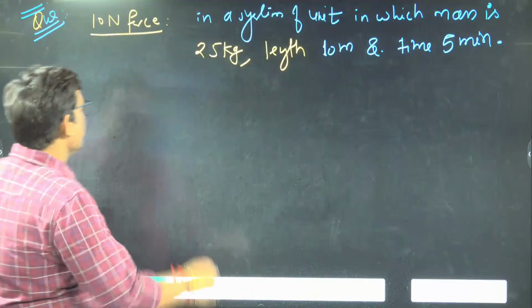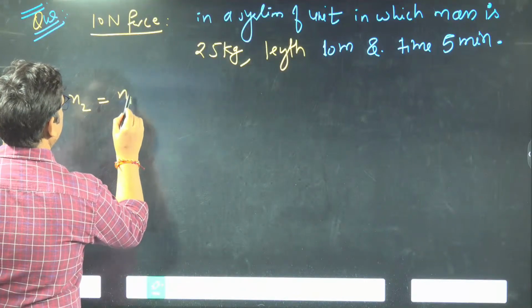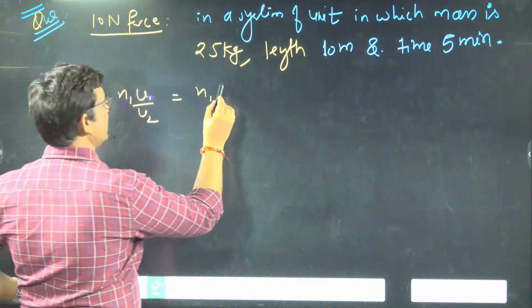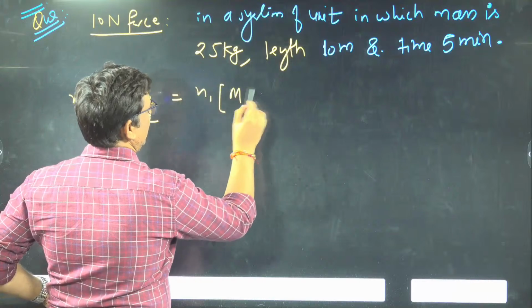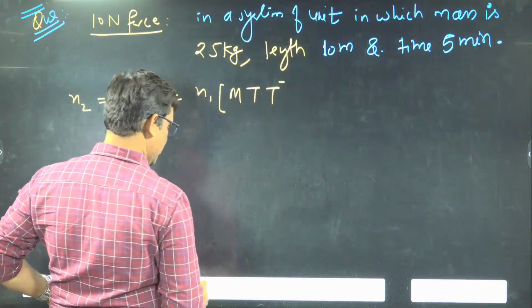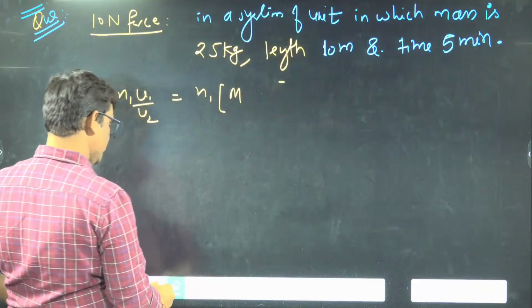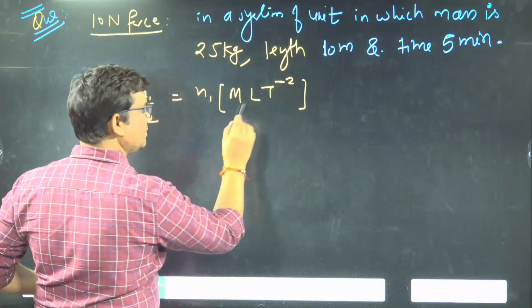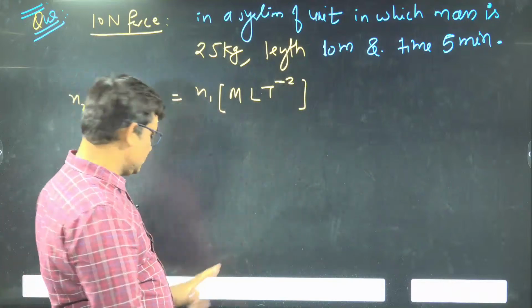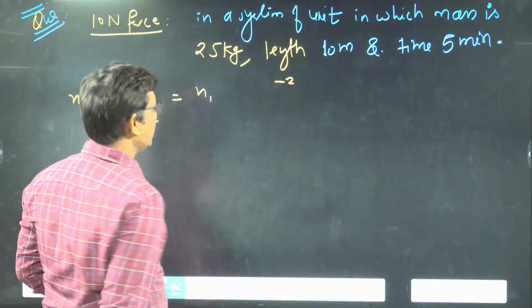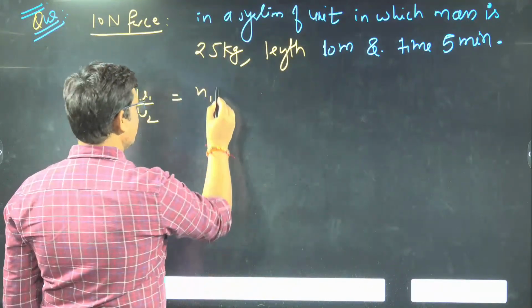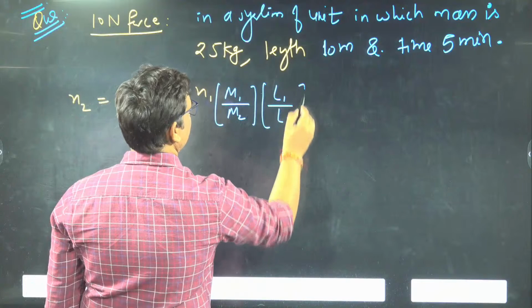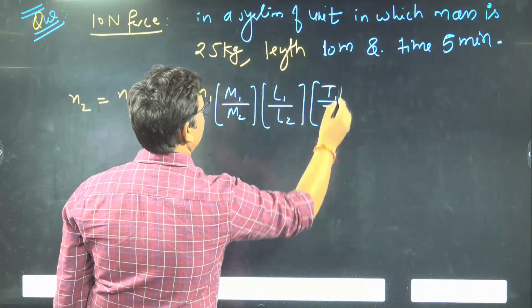Listen, what you will do: N2 equal to, you will use the same thing, N1 U1 by U2. U1 means the dimensions you need to write. So the N1 dimension we can write here: MLT minus 2. This will be the first system divided by the second system. I can directly write mass with the mass, so M1 by M2, length with the length, so L1 by L2, and here T1 by T2 power minus 2.